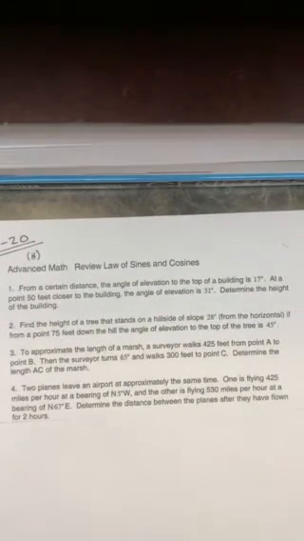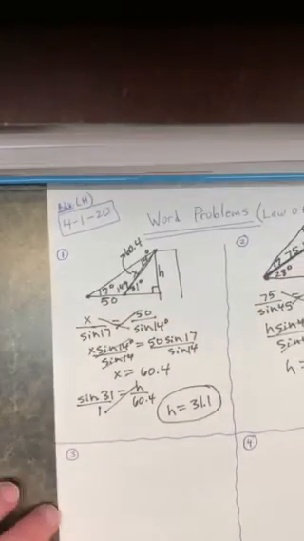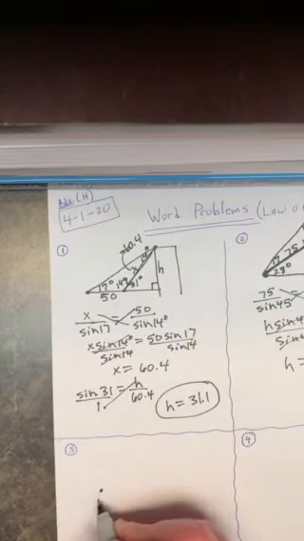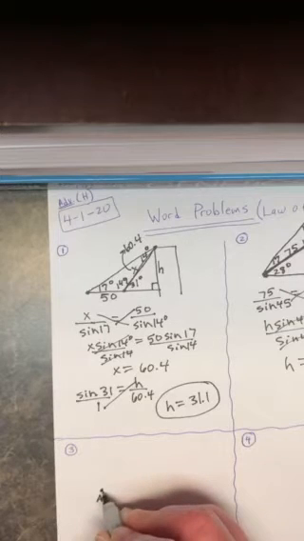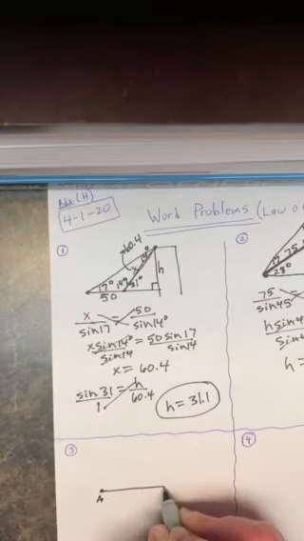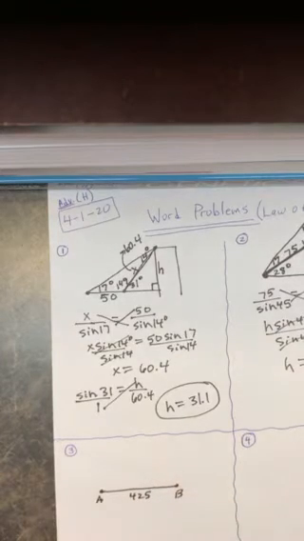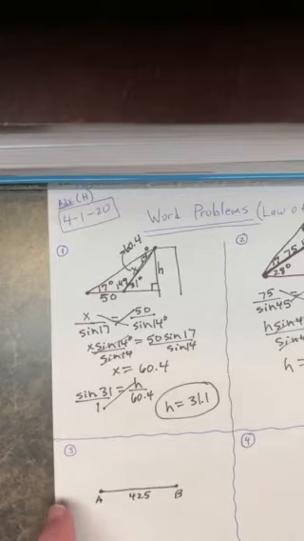Okay? Problem 3. If we look at it right here, it says to approximate the length of a marsh, a surveyor walks 425 feet from point A to point B. Okay, let's do that right now. We're in block number 3 on your homework. We've got a surveyor. Here's point A. He walks 425 feet to point B. So I will put 425. That was simple, right? Again, the surveyor walks 425 feet from point A to point B.